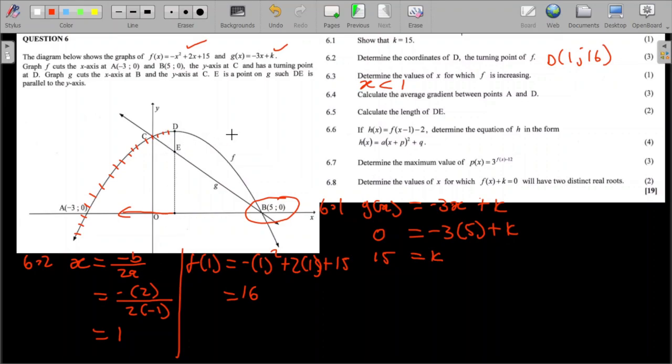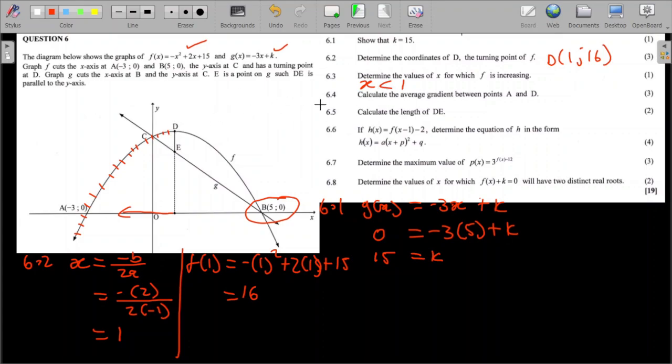Now again, I'm not going to put equals to. Why am I not going to put equals to? Because the x comes to a stop here. So this one is not included, because the moment it reached this one, it's no longer increasing. It just came to a stop. So if you put equals to, we are saying that it's also increasing at 1, which is not increasing.